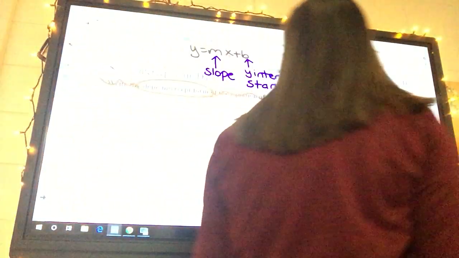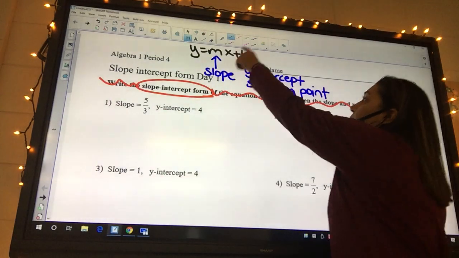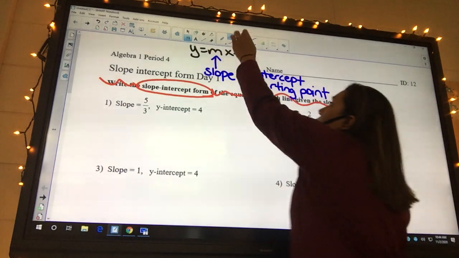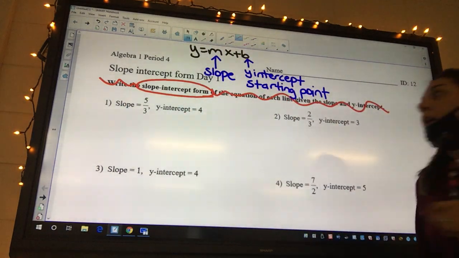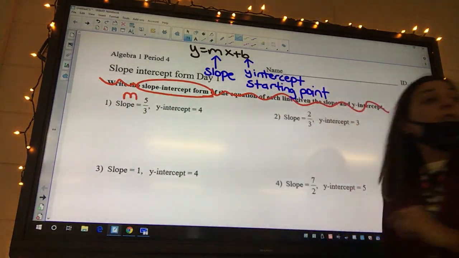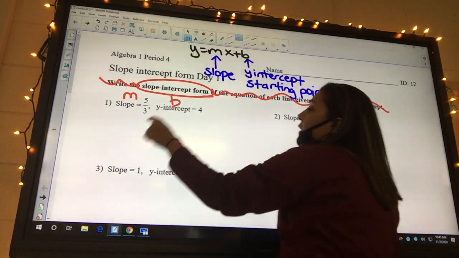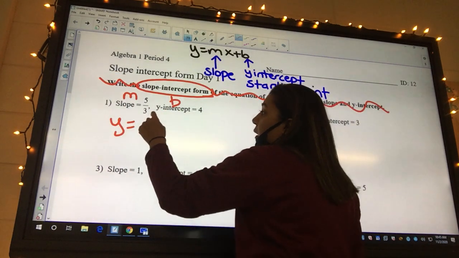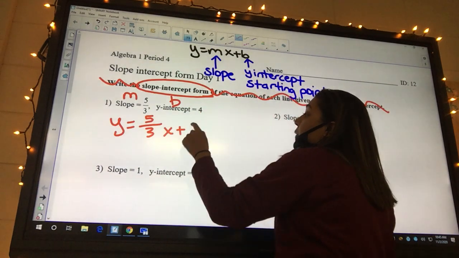So they want you to write the slope-intercept form. My answer should look like this, because this is slope-intercept form. So we have y equals, and we can go ahead and label these. What letter do we use for slope? M. And what letter do we use for y-intercept? B. So it's a matter of just plugging it in. We have y equals, and instead of my m, 5/3, 5/3 x plus my b is 4.